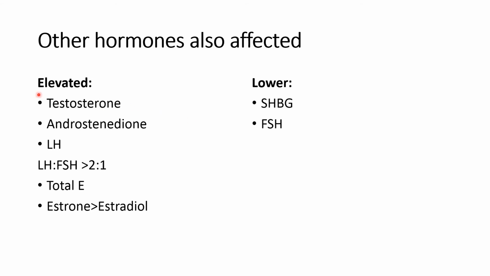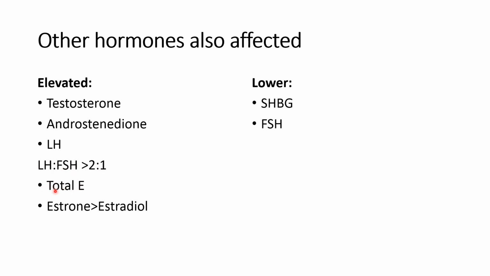Other hormones would also be affected. We can see higher levels of testosterone, higher levels of androstenedione, and chronically higher levels of LH, because the chronically high level of estrogen would cause LH to be high all the time. So the LH to FSH ratio would increase, normally it is 1:1, but it would increase to 2:1. LH would increase more.